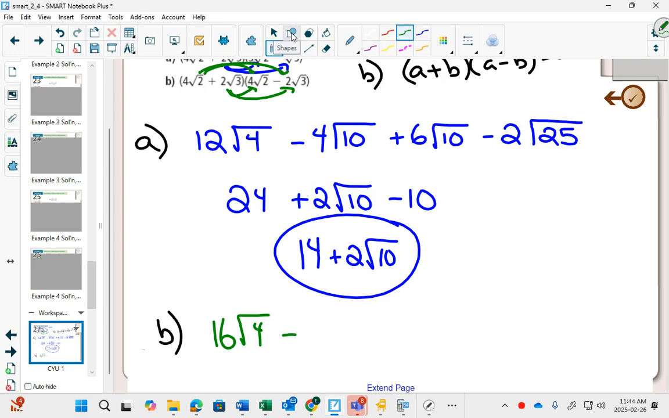Then 4 times a negative 2 is negative 8. And root 2 times root 3 is root 6. Then 2 times 4 is positive 8. And root 3 times root 2 is root 6. And then finally 2 times a negative 2 is negative 4. And root 3 times root 3 is root 9.